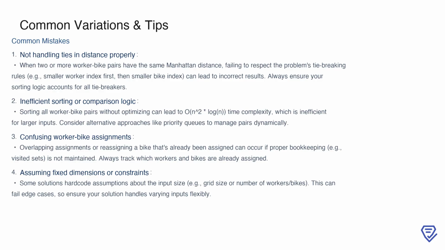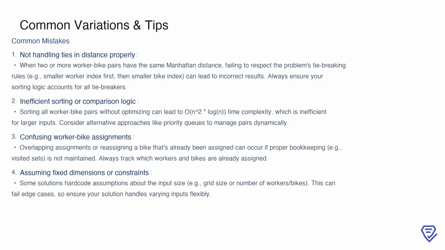Another issue to avoid is confusing worker bike assignments. For example, if you reassign a bike that's already been assigned or fail to track which workers are matched, your solution will break. Using visited sets or similar bookkeeping techniques can help you keep track of assignments effectively. Lastly, avoid making assumptions about fixed dimensions or constraints, such as the grid size or number of workers and bikes. These assumptions can cause your solution to fail edge cases, so ensure your implementation handles varying input sizes flexibly and reliably.